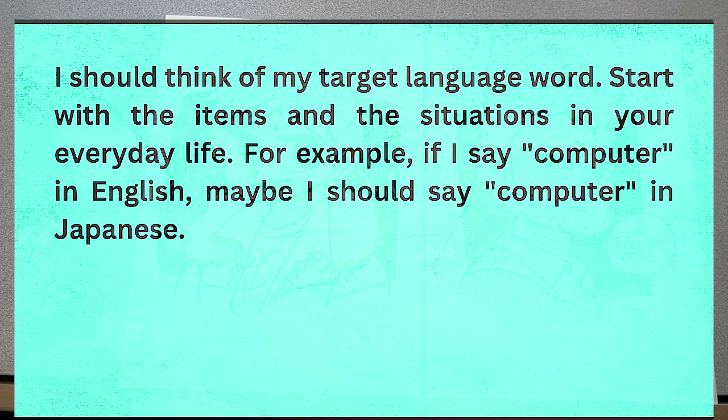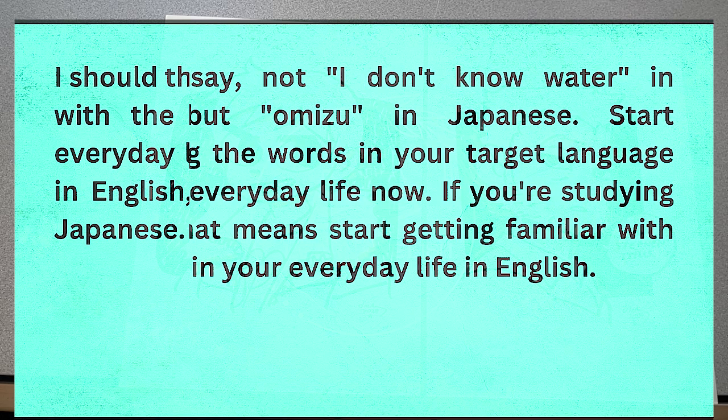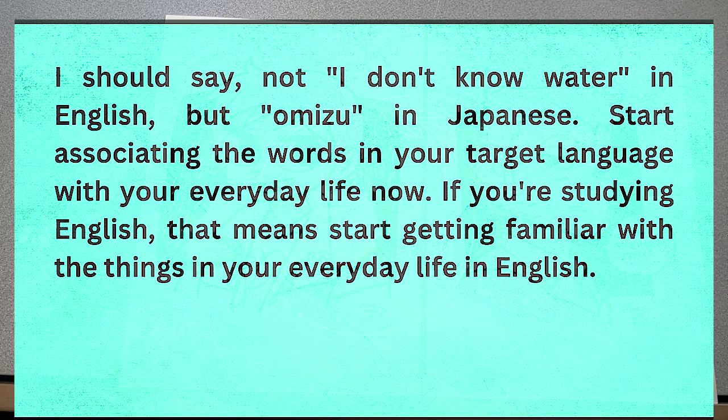Start with the items and the situations in your everyday life. For example, if I say computer in English, maybe I should say computer in Japanese. I should say not water in English, but omizu in Japanese. Start associating the words in your target language with your everyday life now. If you're studying English, that means start getting familiar with the things in your everyday life in English.